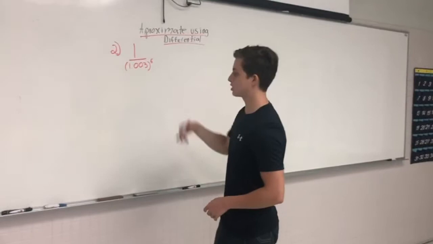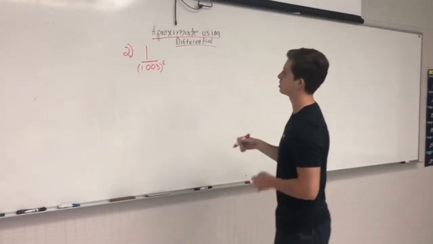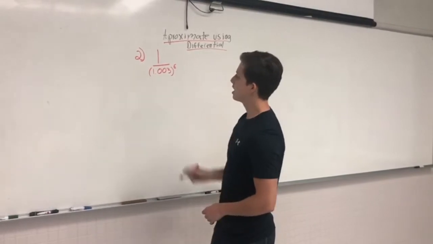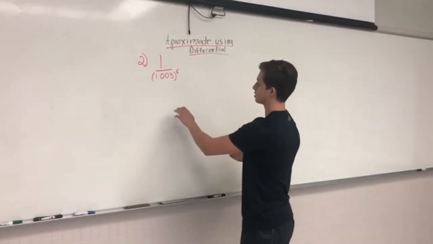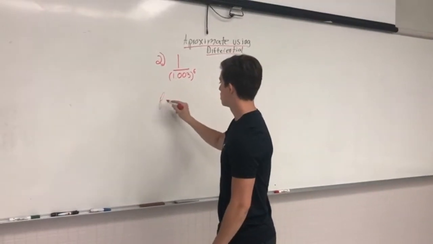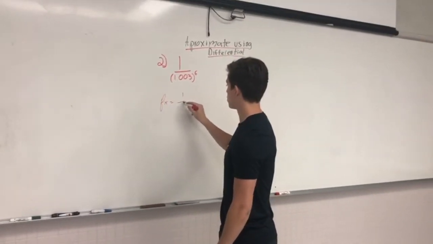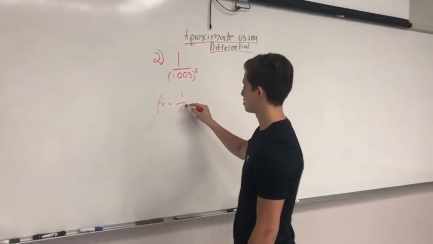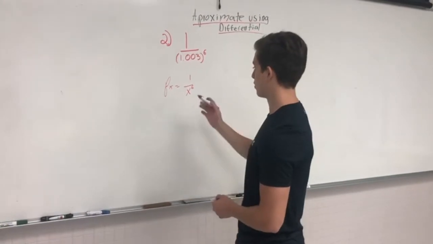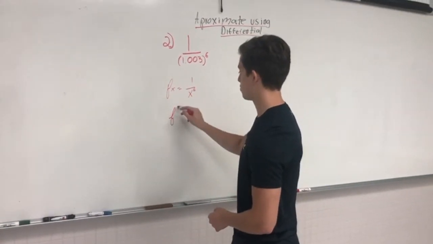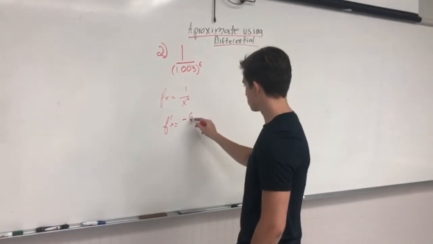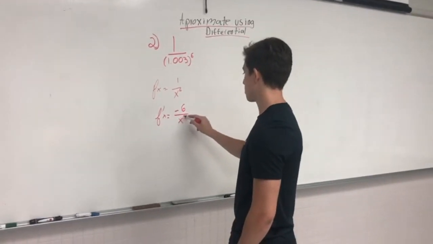Okay, so this is our second problem of approximating using differentials. The first thing we have to do is to find out the function, and we can notice here that we can interpret this as an x. So the function is 1 over x to the 6th power. Then we have to find the derivative of the function, which is f prime of x, that is equal to negative 6 over x to the 7th.